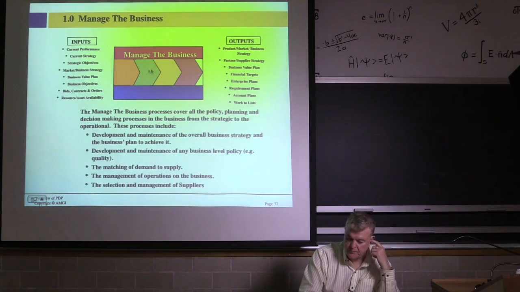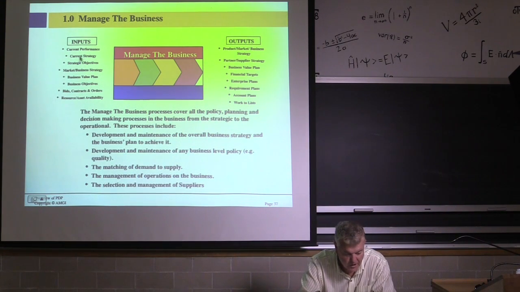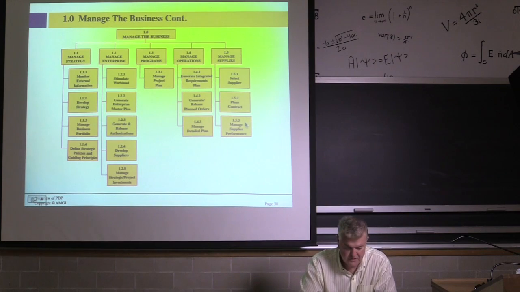So then we looked at what are the major inputs to the whole enterprise and what are the major outputs at the tier 1 level, and we said current strategy, strategic objectives, our market business strategy, our business objectives, bids, contracts and orders go in here, and outcomes: product, market, business strategy, partner, supply strategy, business value plan, financial targets, enterprise plans, requirements plans, and so on. So we basically said those were the mega inputs and the mega outputs.